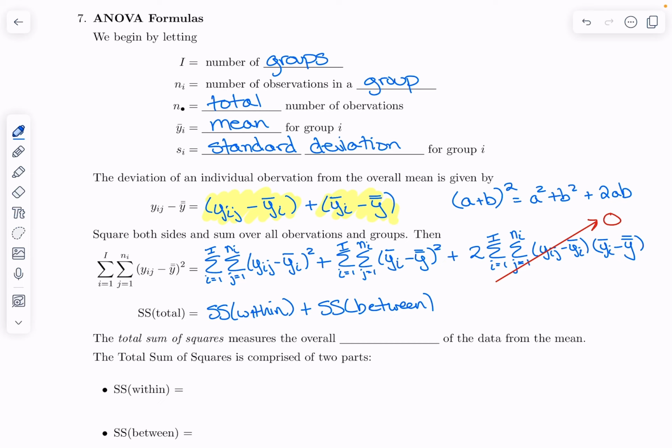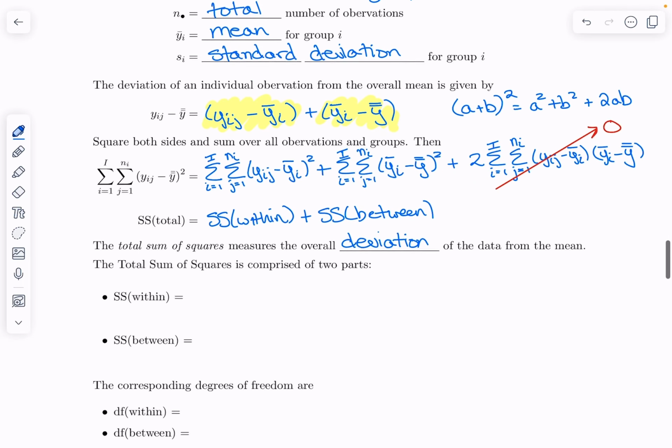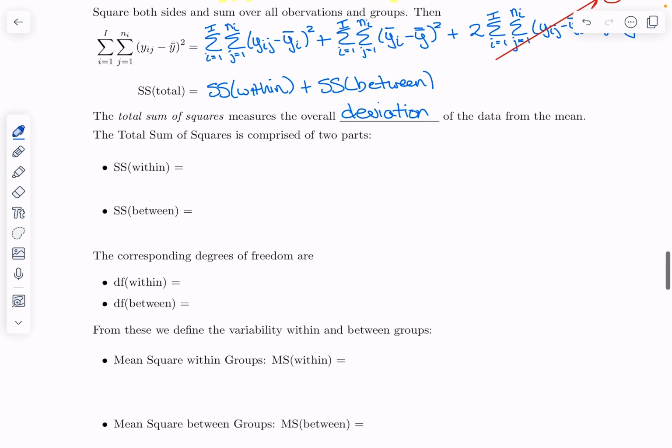And so what we've created is, first on the left-hand side, the total sum of squares, which measures the overall deviation of the data from the mean. Every single data point, I subtracted the overall mean, and then I squared it, and then I added them all up. But then what's on the right side is composed of 2 parts.